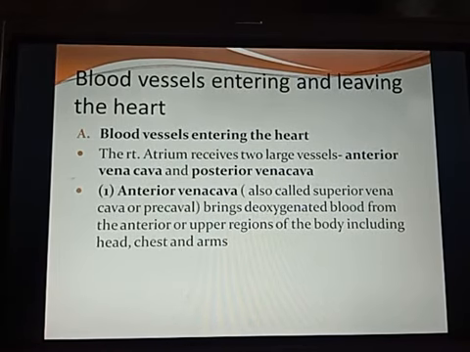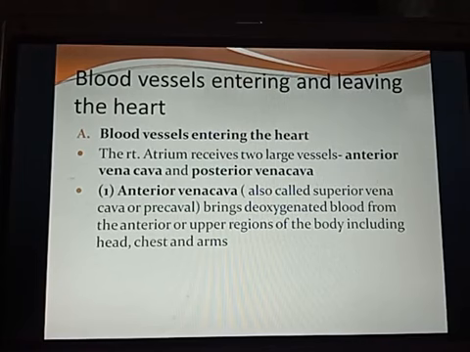Anterior vena cava is also called superior vena cava or precaval. You need to keep in mind what the other name of anterior vena cava is. It may be asked as a 1 mark question in the board. The other name of anterior vena cava is superior vena cava, or sometimes they may use the term precaval, so you may get confused. That is why you should know the names of all the terms.